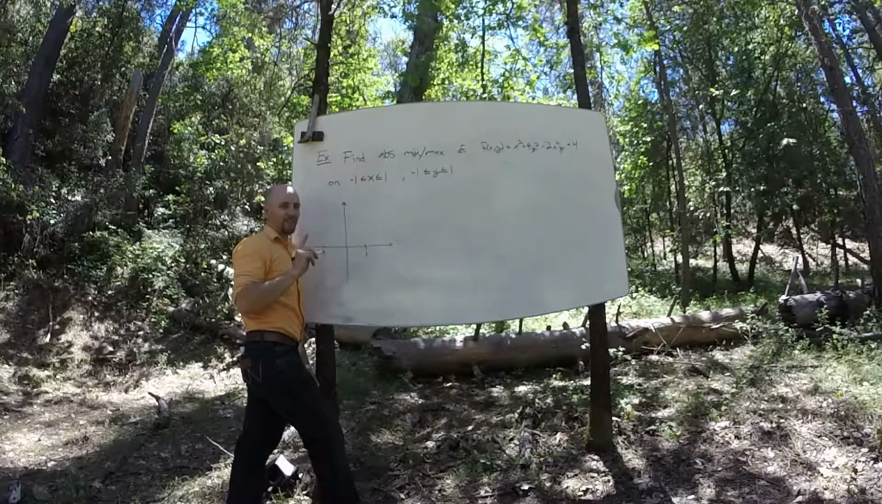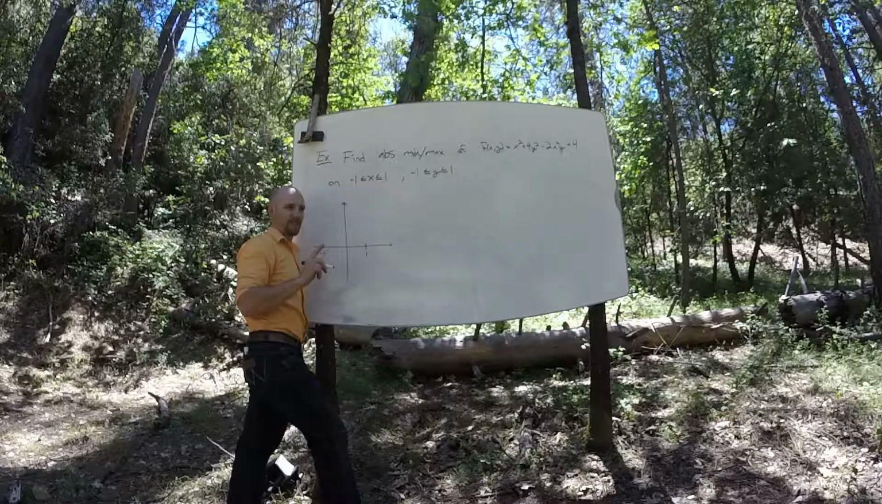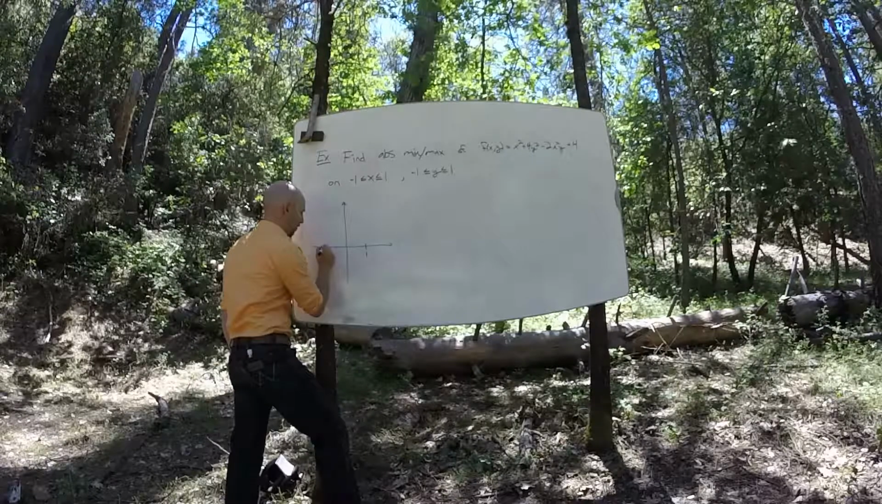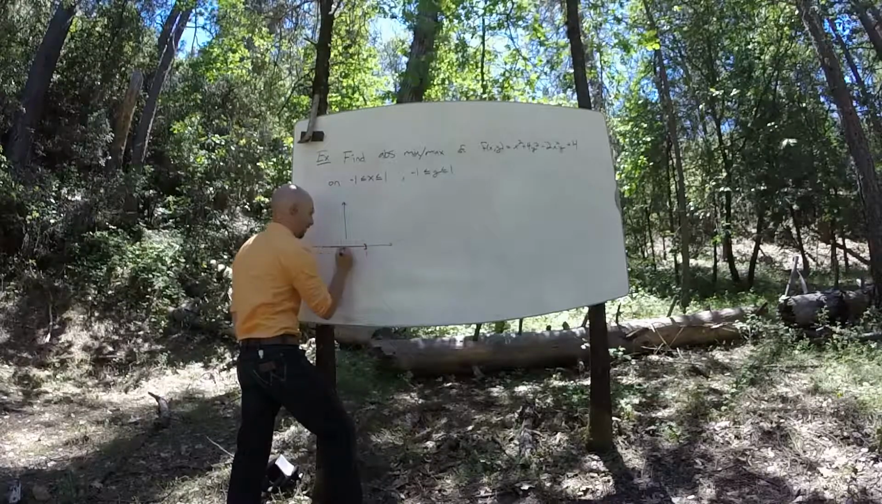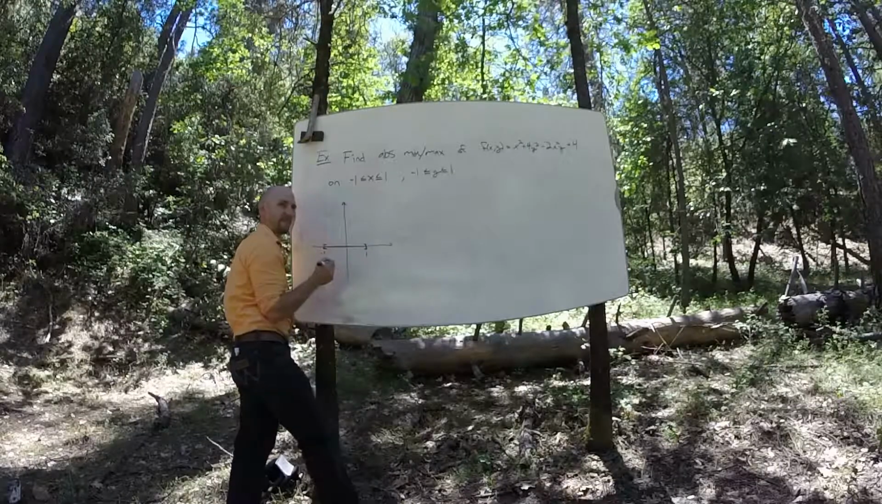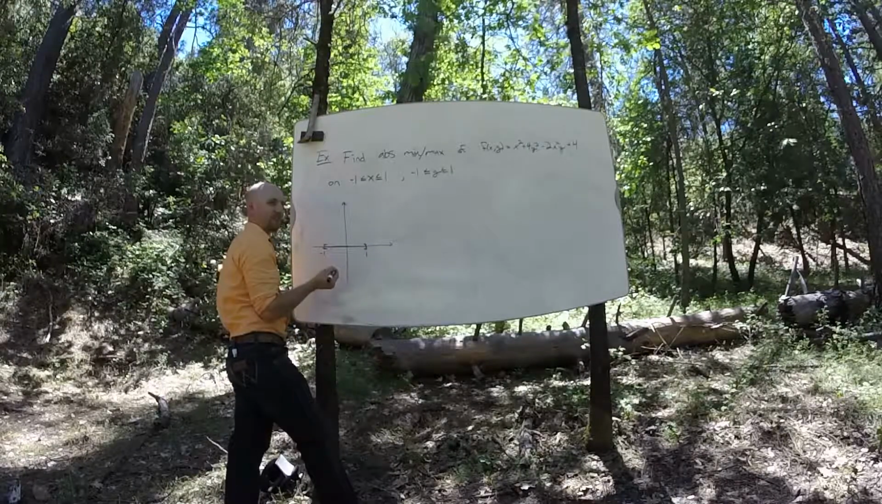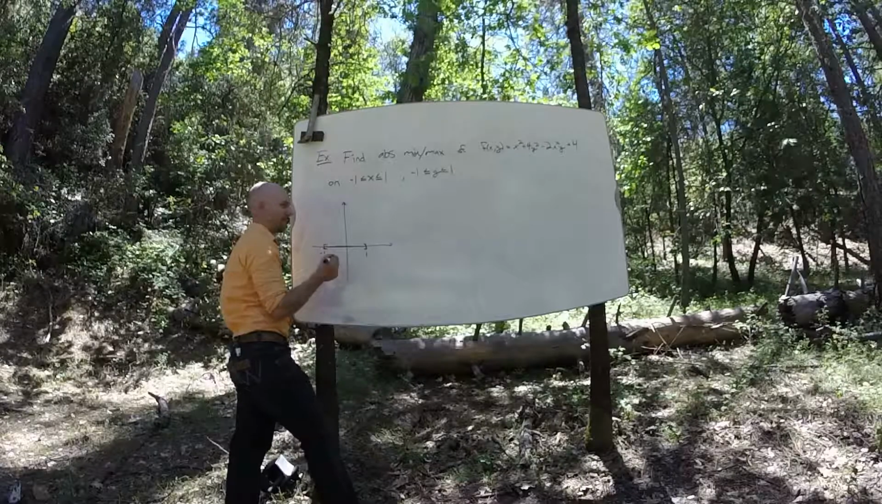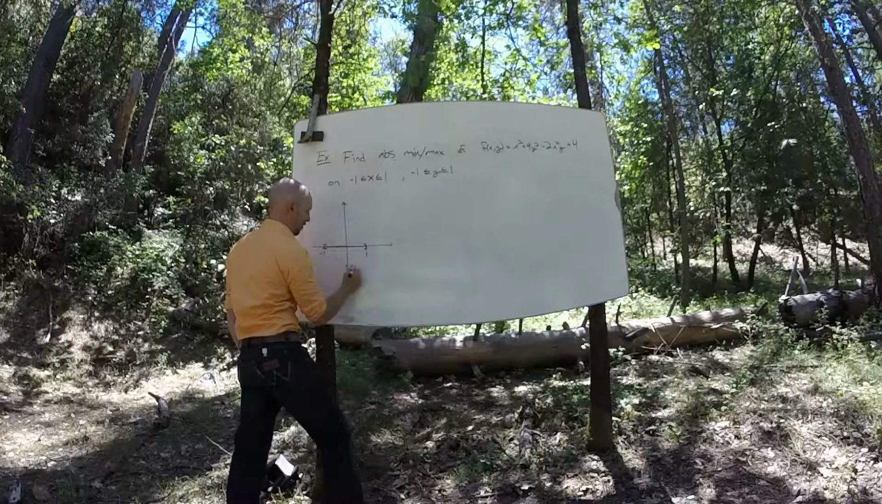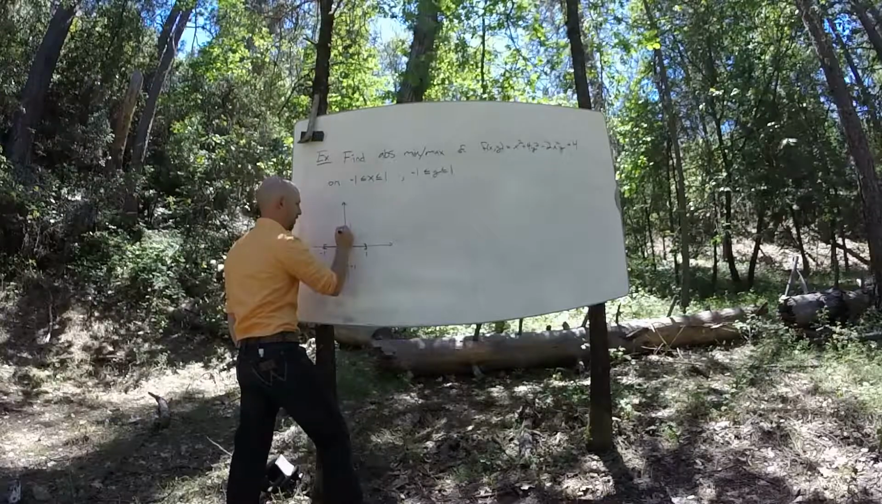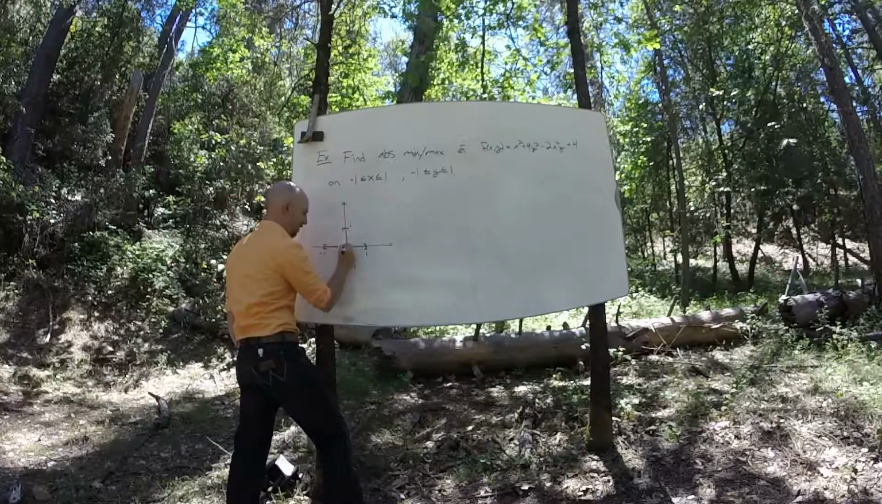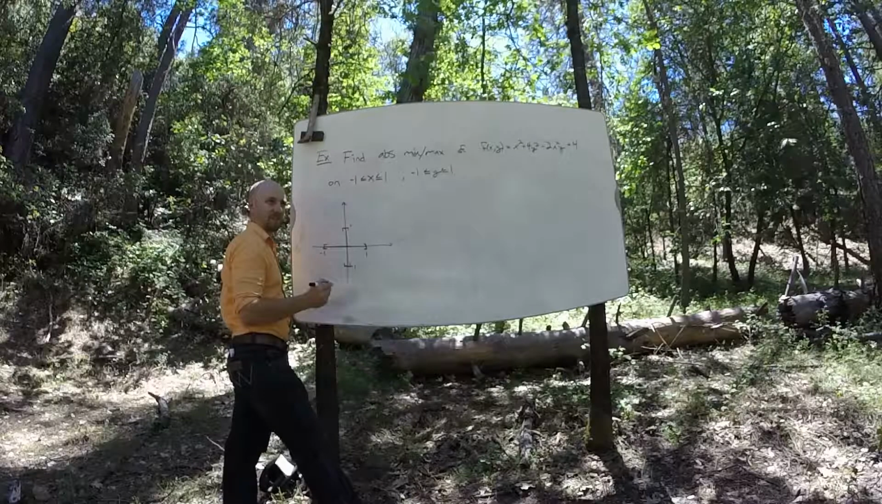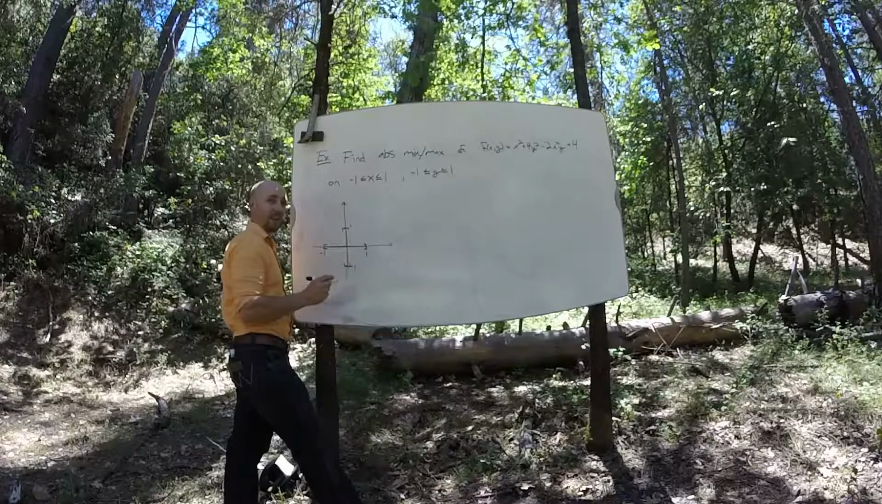Okay, so the x's are allowed to range between negative 1 and 1. So that's this stuff, including the endpoints, right? And then the y's are allowed to range negative 1 to 1, including the endpoints. So we have a nice little square.